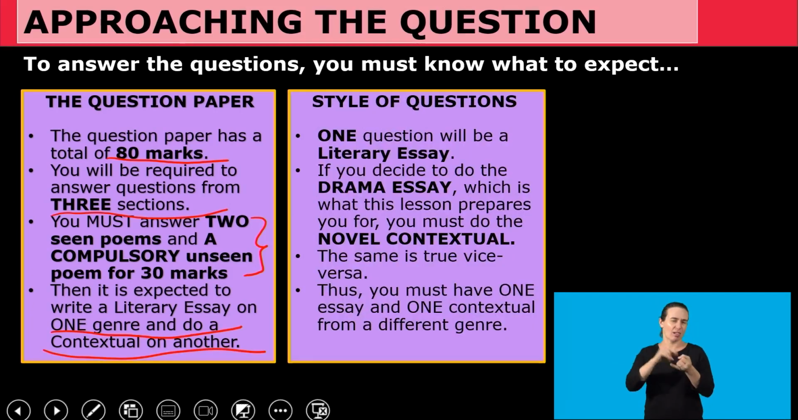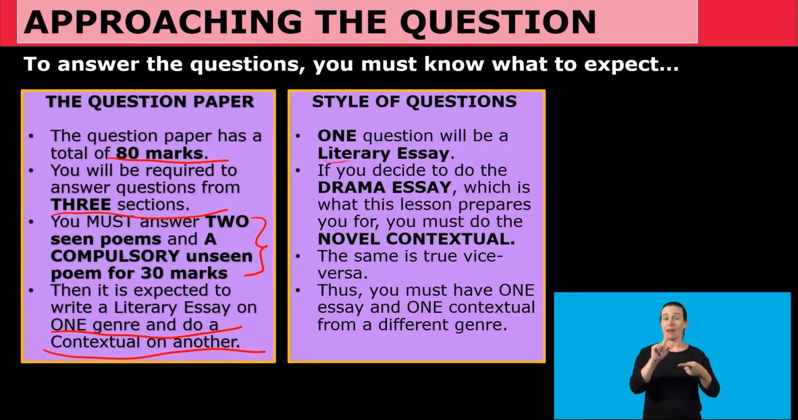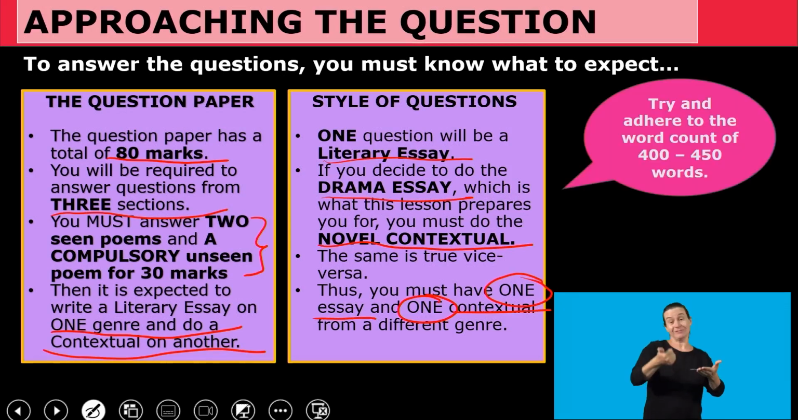The style of questions. One question will be a literary essay. If you decide to do the drama essay, which is what this lesson prepares you for, you must do the novel contextual, and the same is true vice versa. Thus, you must have one essay and one contextual from a different genre. Try and adhere to the word count of 400 to 450 words.